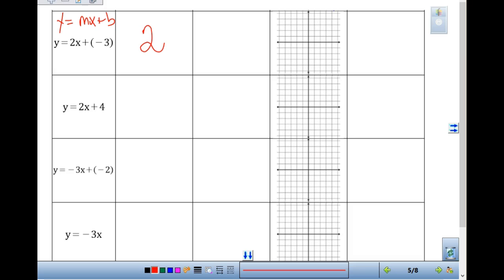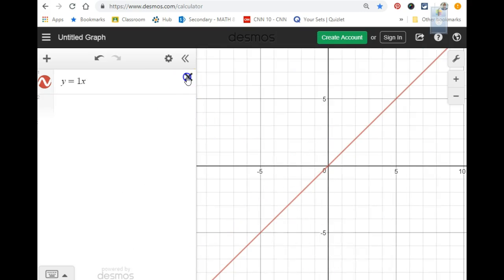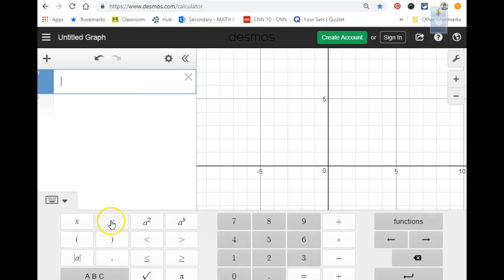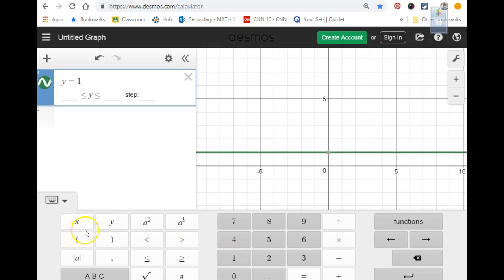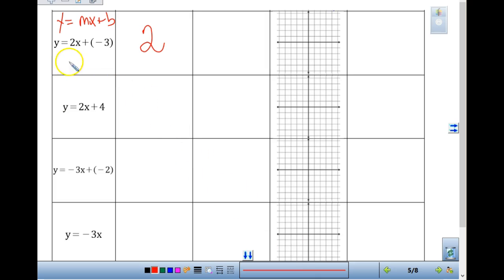So when I go to graph these, you're going to do the next 2 together, right? So we are going to go back. We're going to keep this first one as y equals x. I always want you to keep that one. And if you like putting in 1x, keep it that way. But now our second one is the equation that is here, y equals 2x plus negative 3.